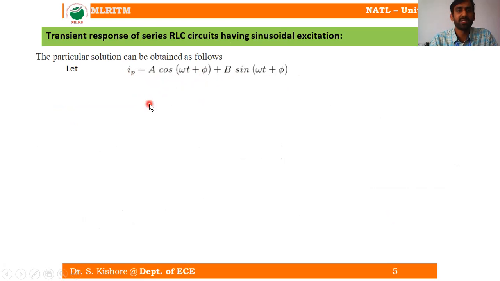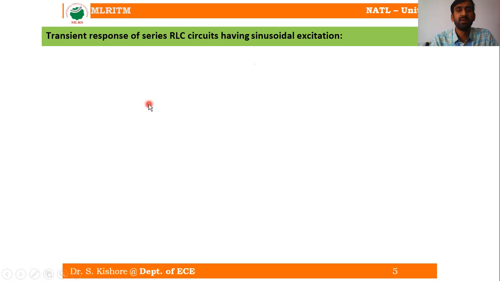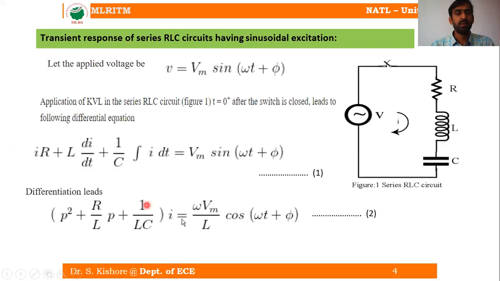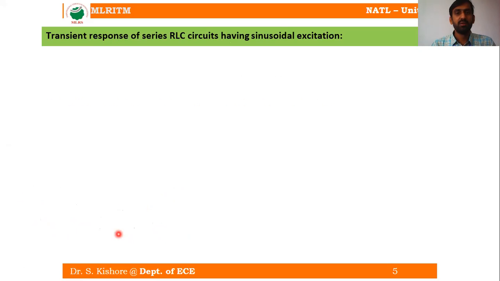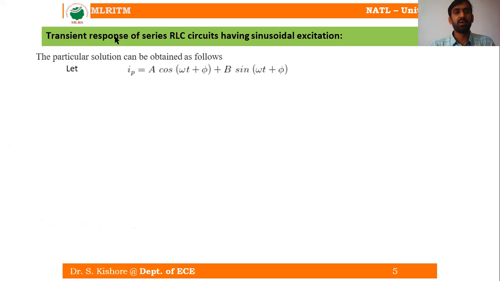So similarly, IP dash, because in that equation you can see, if we consider the particular function for this, we have d square i by dt square, which is the second order derivative, and here we have the first order derivative. So now let us take I, the particular function, IP is equal to A cos(omega t plus phi) plus B sine(omega t plus phi).